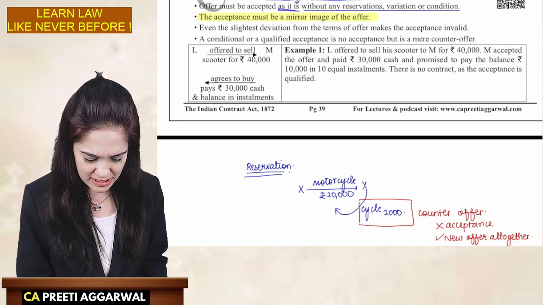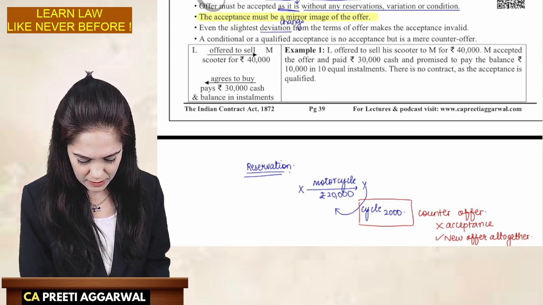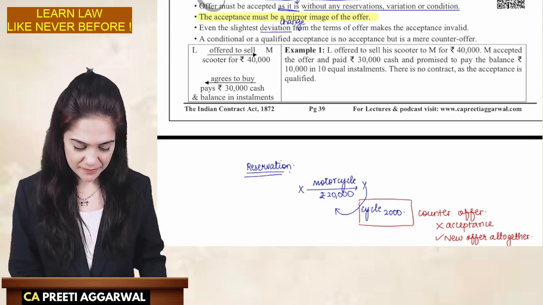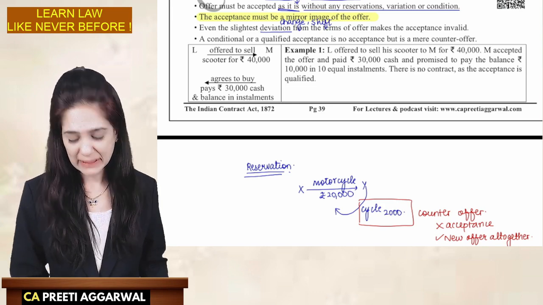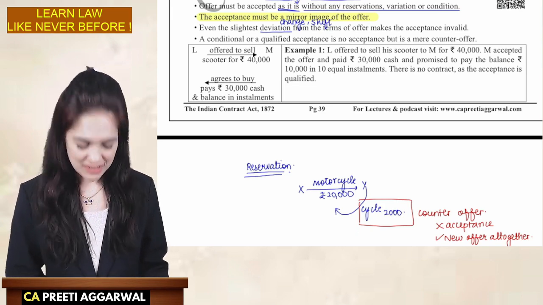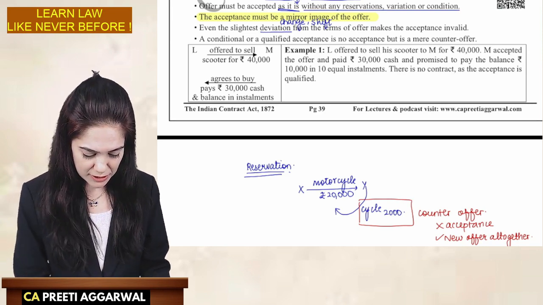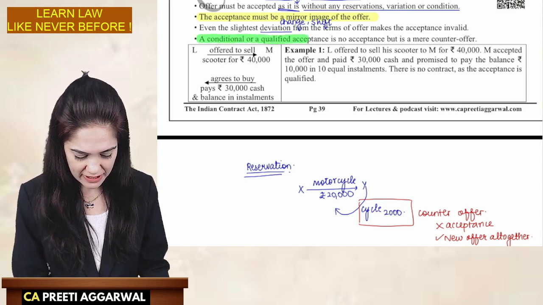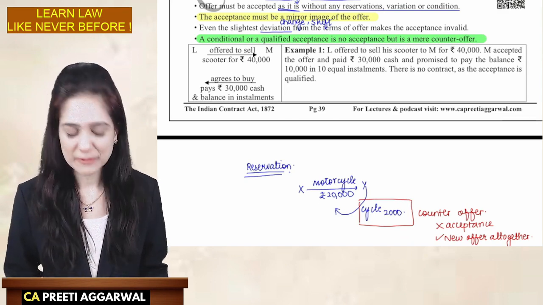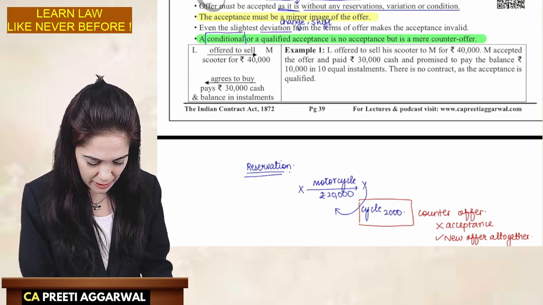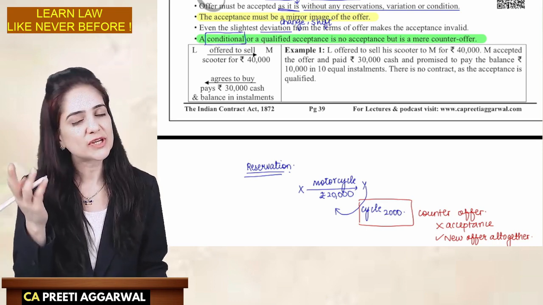Even the slightest deviation, what is the meaning of deviation? Change. To deviate means to shift, change. Any deviation, change or shift in the terms of offer makes the acceptance invalid. I'll give you more examples. Let's read the explanation first. A conditional or qualified acceptance is not acceptance. It's just a counter offer. Conditional: I will buy your motorcycle provided you buy my cycle. That's just a counter offer.